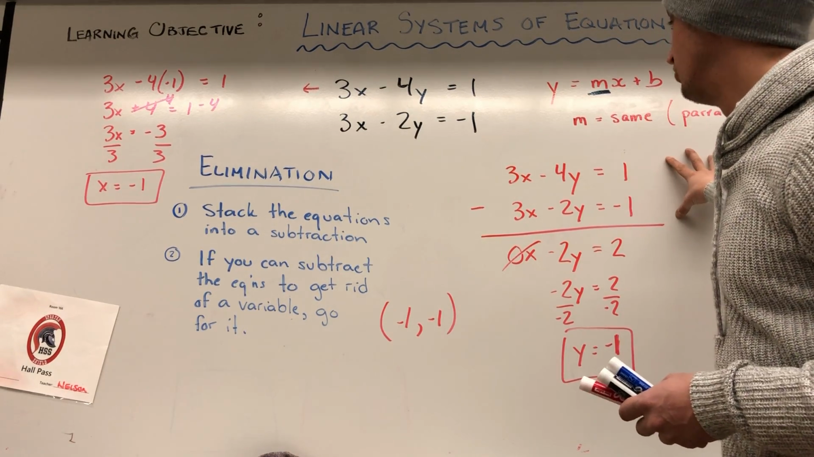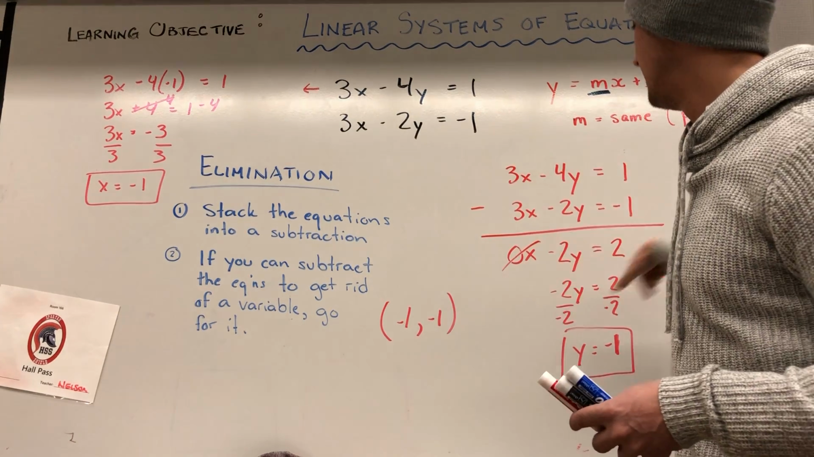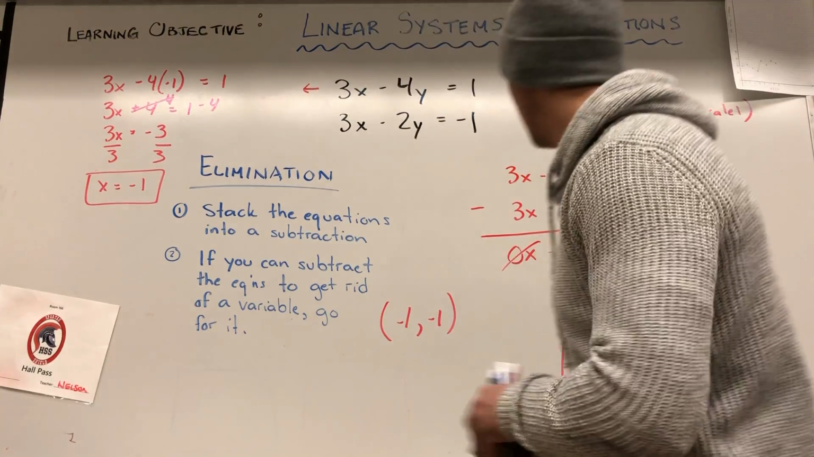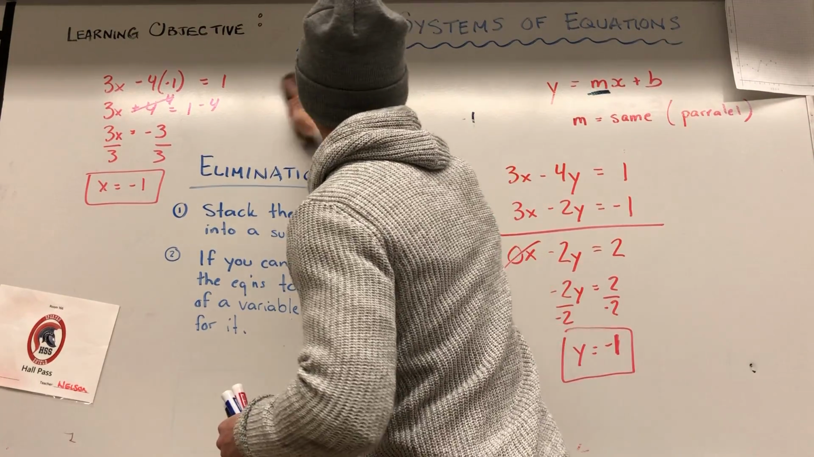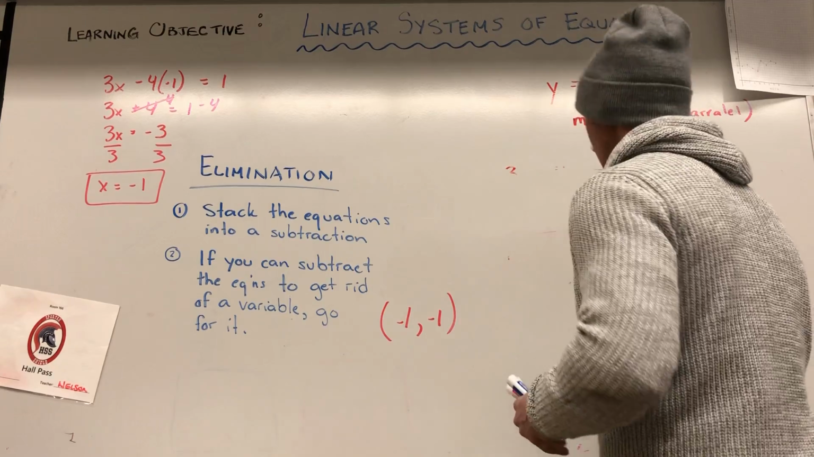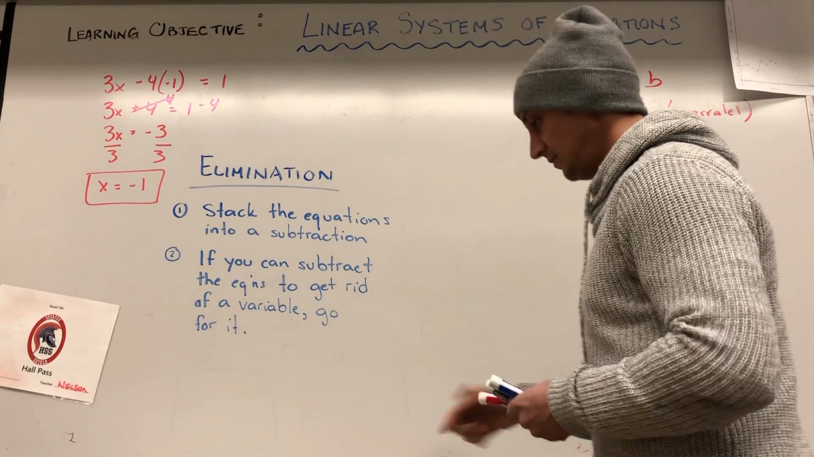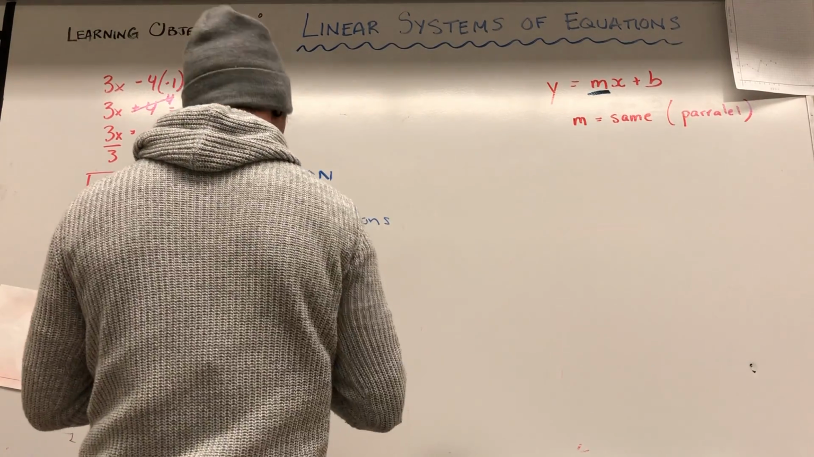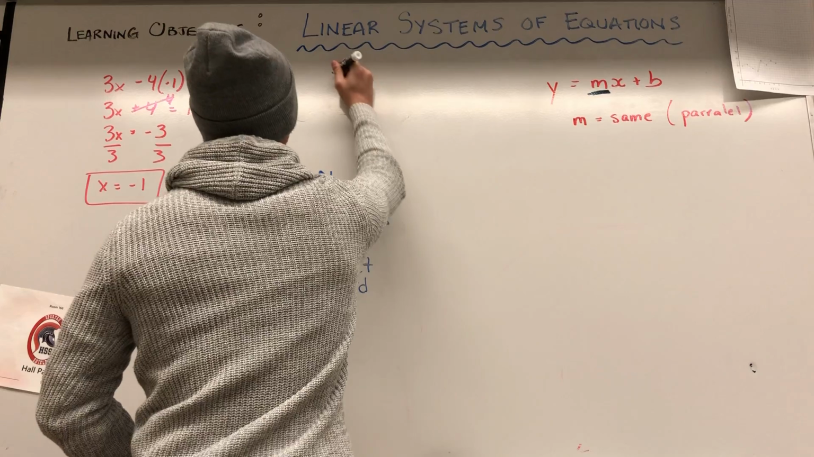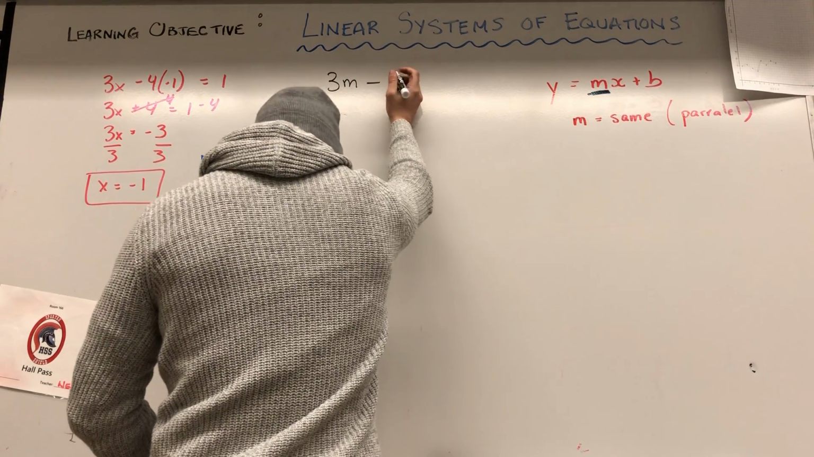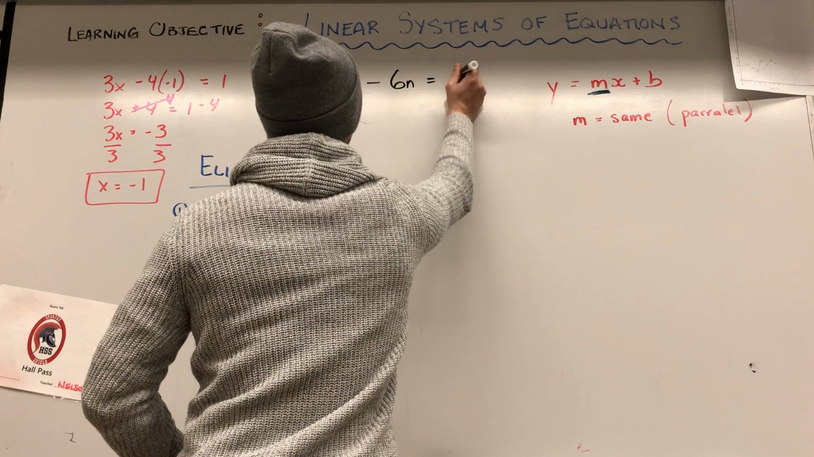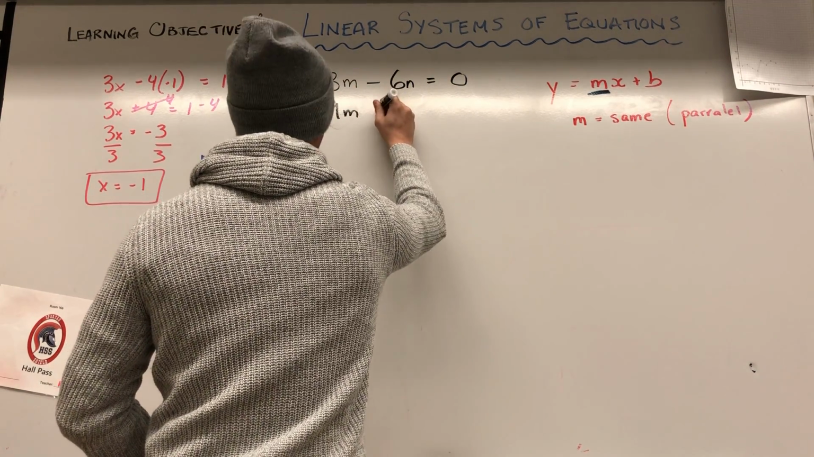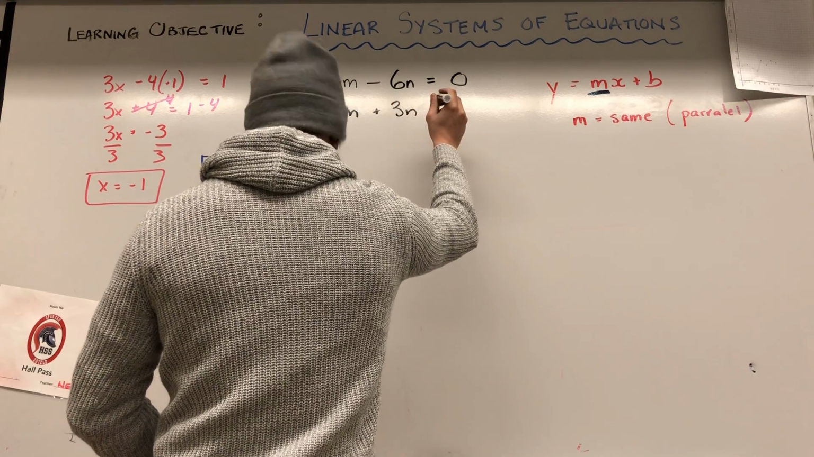So this is the ideal situation where when we do the subtraction right off the bat, it works out that we get rid of a variable. However, it's not always going to be like that. So let's try one where it's not so straightforward. Let's see if I got one here. Let's see if, say I had 3m minus 6n is equal to 0, and 9m plus 3n is equal to negative 7.